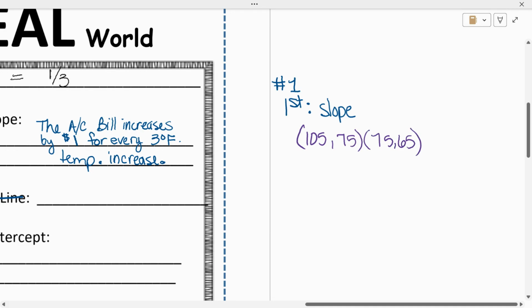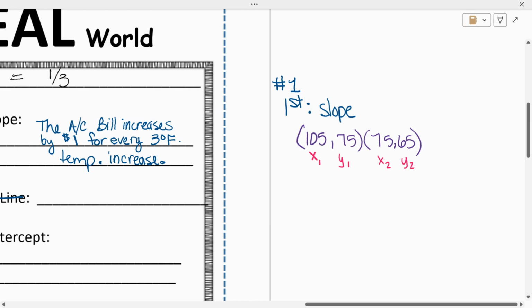How do I find slope when I know 2 points? What's the little slope formula? Y2 minus Y1 over X2 minus X1. Yeah, y sub 2 minus y sub 1 over x sub 2 minus x sub 1. So what do we do with these little coordinates of our ordered pairs? Remember, we label them. This is our first point, or first ordered pair. This is our second ordered pair.